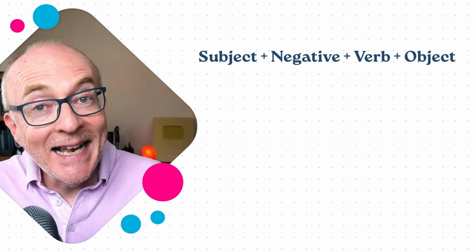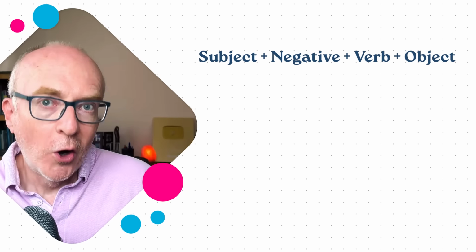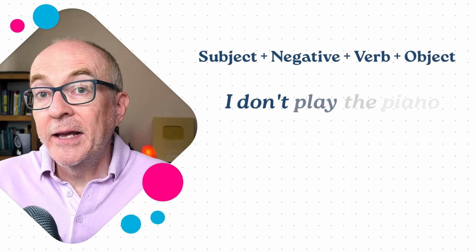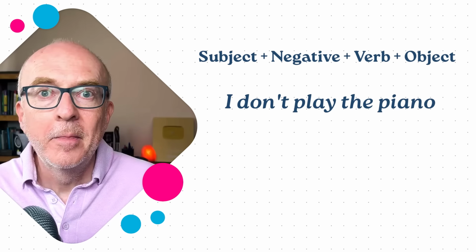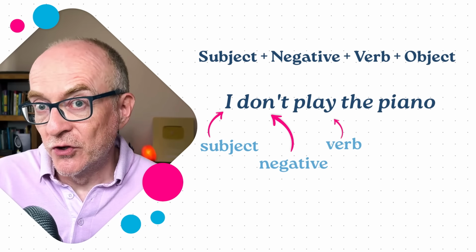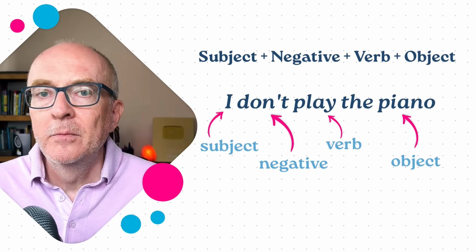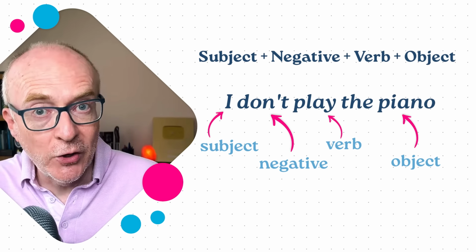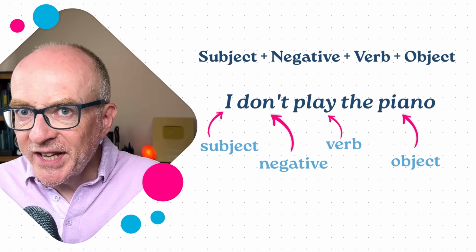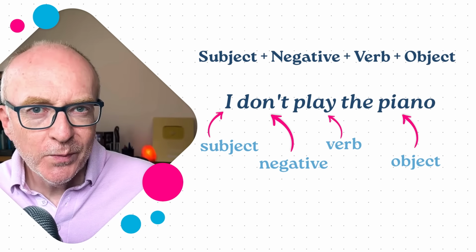Now then, we've got subject, verb, and object. If we put in a negative, usually we get subject, negative, verb, object. For example, I don't play the piano. Okay, don't shows the negative. Do not, often we contract to don't. I don't play the piano. Can you say that? Is that true for you?